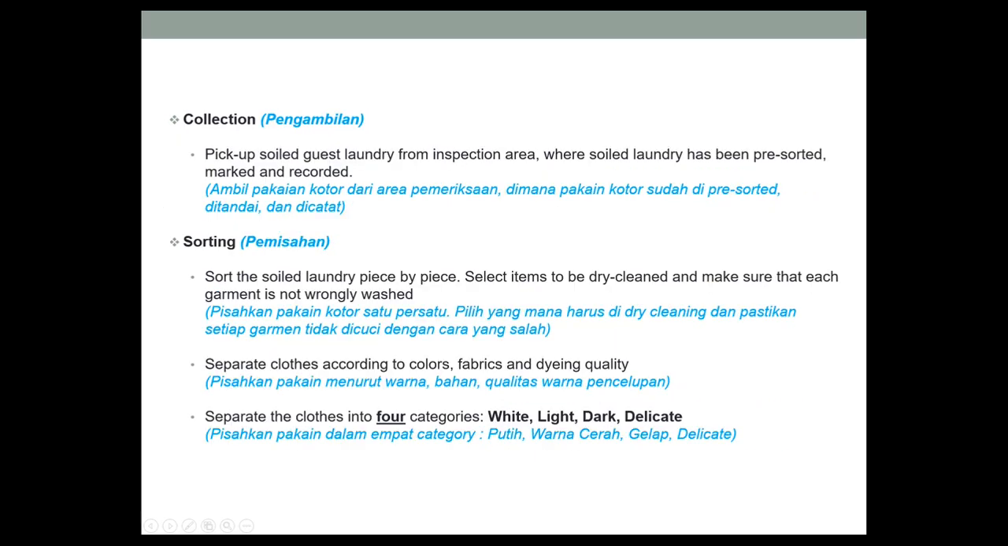First, collection. Pick up soiled guest laundry from inspection area where soiled laundry has been pre-sorted, marked and recorded. Sorting. Sort the soiled laundry piece by piece. Select items to be dry cleaned and make sure that each garment is not wrongly washed. Separate clothes according to colors, fabrics and dyeing quality. Separate the clothes into 4 categories: white, light, dark, delicate.